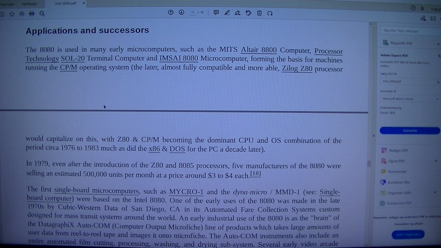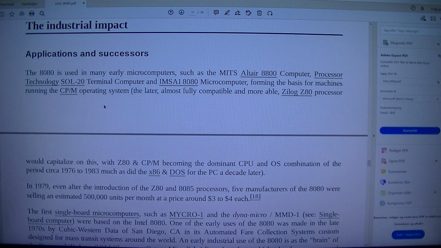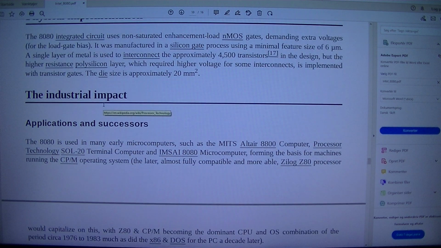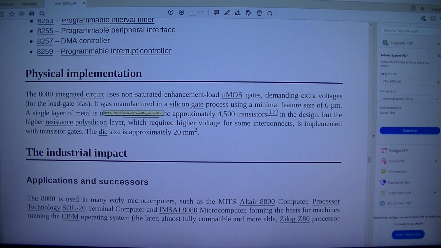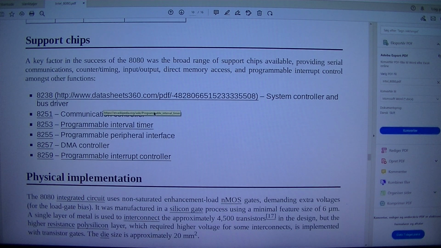Support chips. A key factor in the success of the 8080 was the broad range of support chips available, providing serial communications, counter/timing, input/output, direct memory access, and programmable interrupt control amongst other functions.